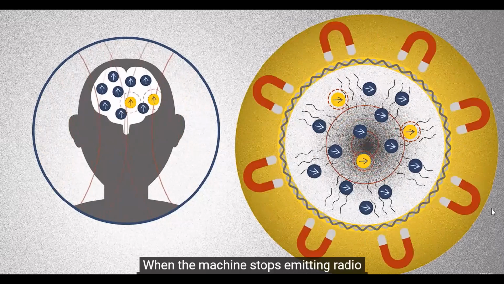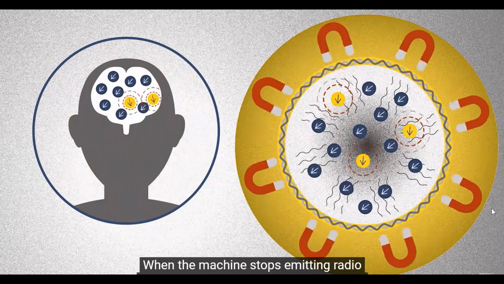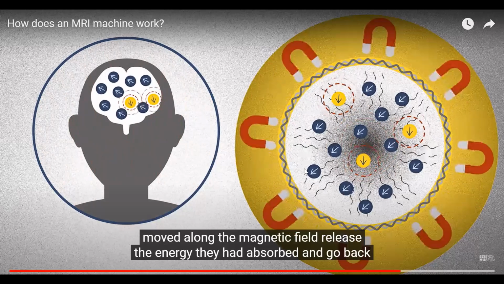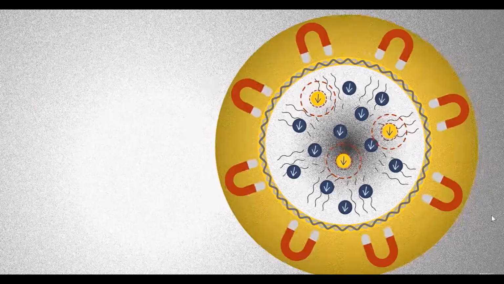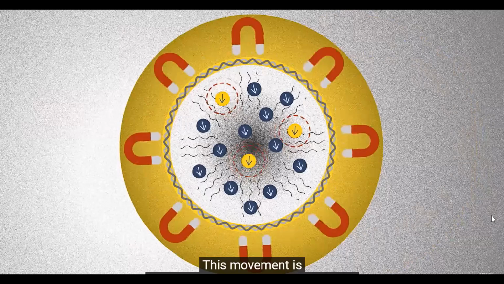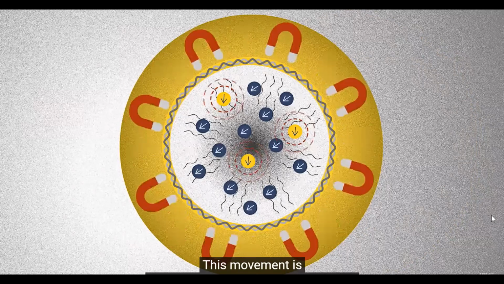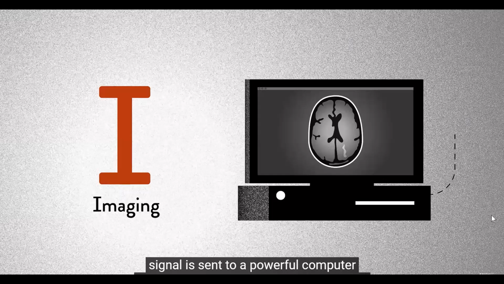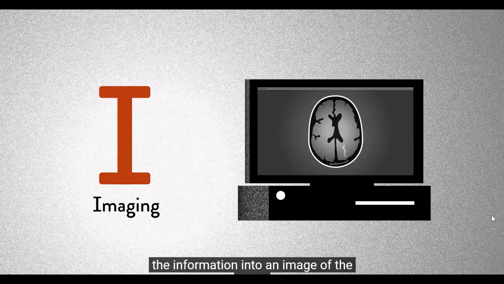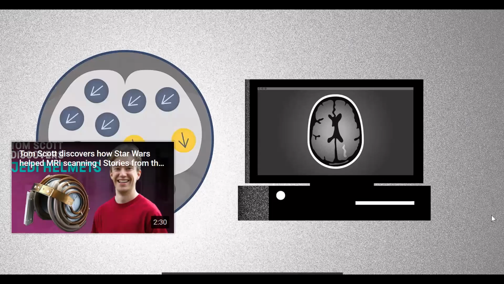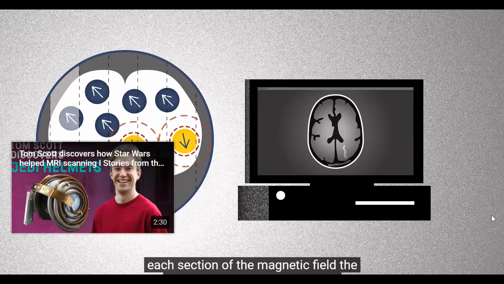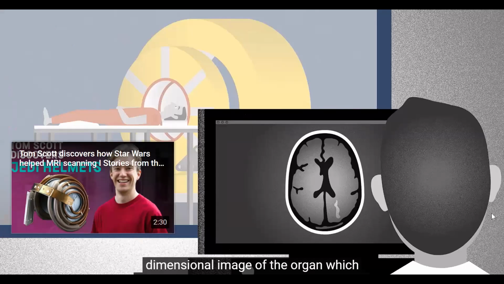When the machine stops emitting radio waves, the water molecules that had just moved along the magnetic field release the energy they had absorbed and go back to their position. This movement is detected by the MRI machine, and the signal is sent to a powerful computer, which uses imaging software to translate the information into an image of the body. By taking images of the body in each section of the magnetic field, the machine produces a final three-dimensional image of the organ, which doctors can analyze to make a diagnosis.